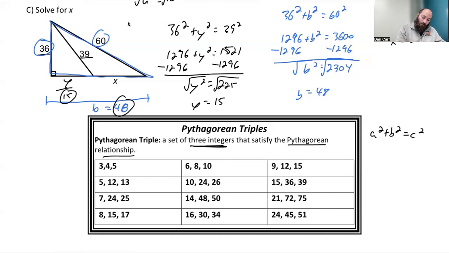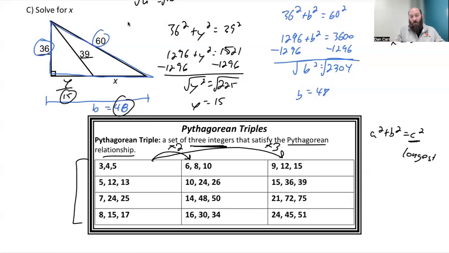Here's the thing to remember. This is always the longest side. So c is always the longest side. So here are a set of four Pythagorean triples. Notice all the other numbers here are actually just multiples of those. This column, if I multiply by 2, those are all Pythagorean triples as well. Or if I multiply it by 3, those are still Pythagorean triples.